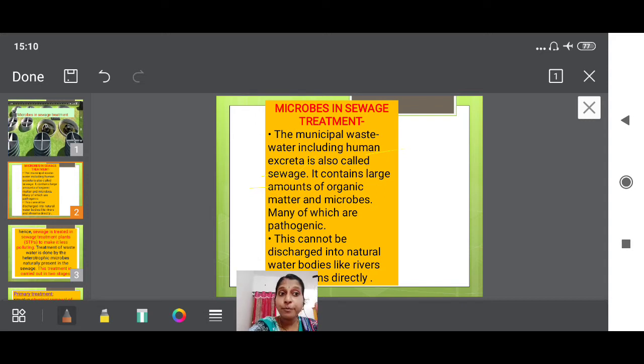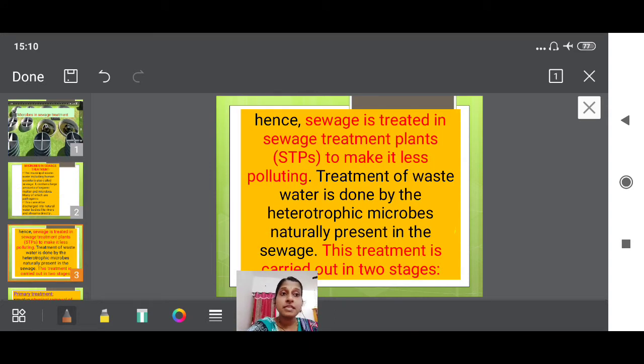And it is very important that we treat this sewage before it is disposed into the water bodies. This wastewater is going to get disposed into the water bodies, isn't it? So before disposing into the water bodies, first we have to treat it. Okay. So that is what we are going to discuss today. Treatment of sewage.